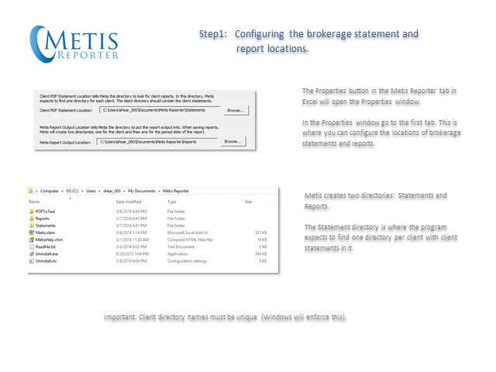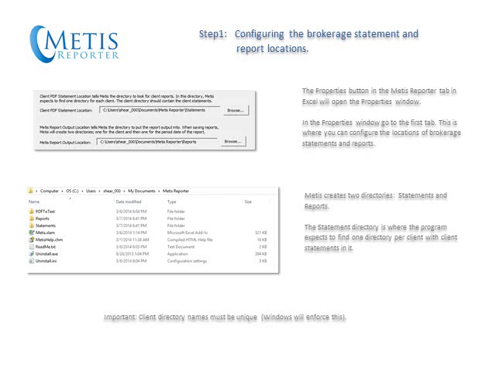There are two file locations that are important for Metis. The first is the location of the brokerage statements, and the second is the location for the output reports that Metis produces. By default, the Metis reporter will create directories for both of those, but you can go and change it using the Properties button in the Metis Reporter tab.